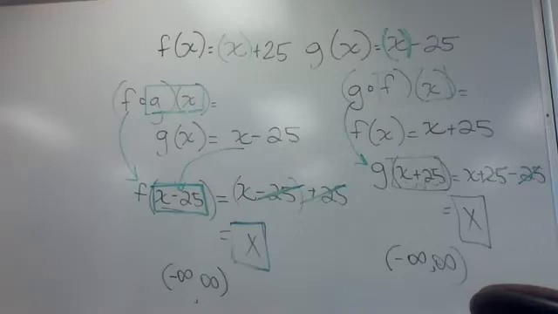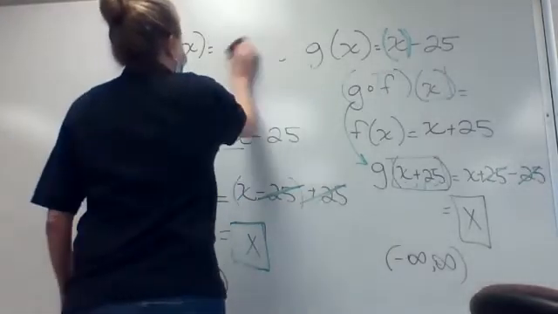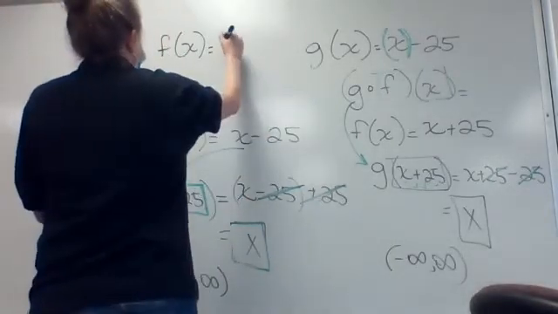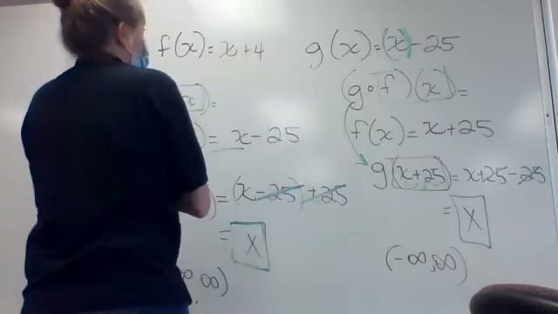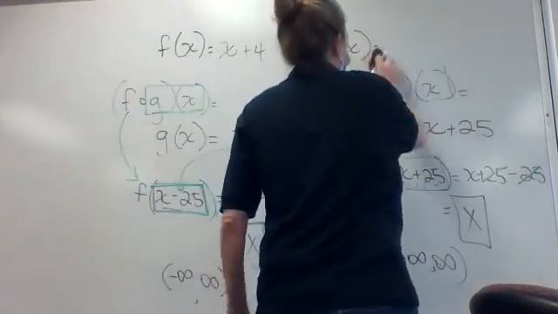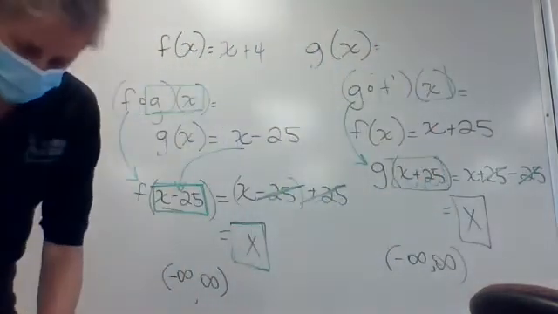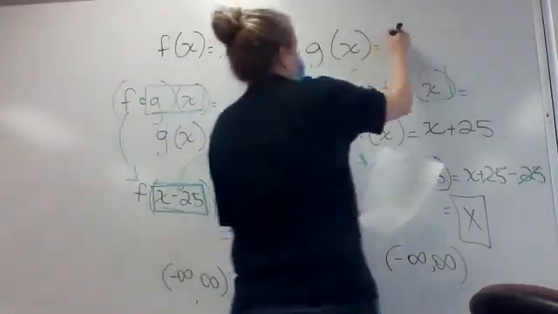Number 5. F of x is x plus 4. G of x is 2x squared minus 7x minus 4.